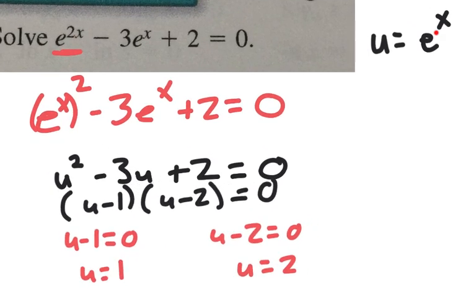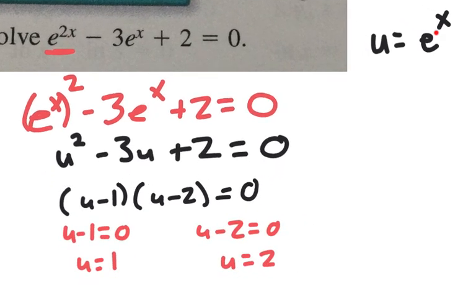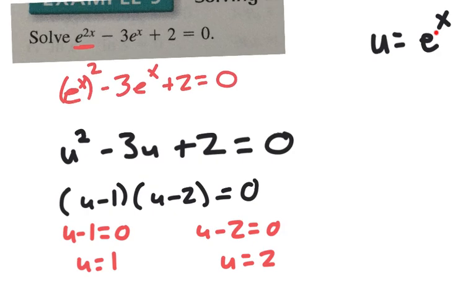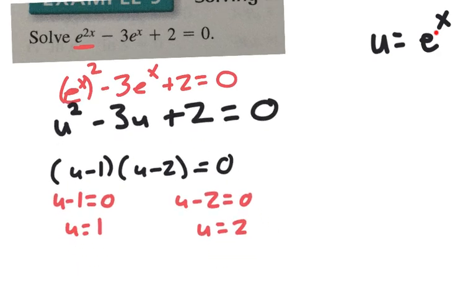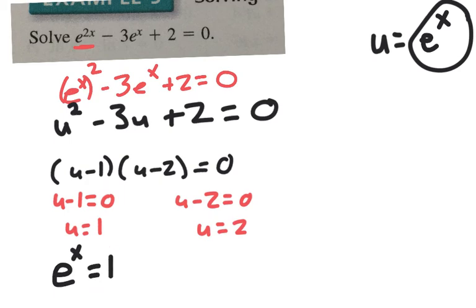So now I've completely solved. The only problem is my answer is in terms of u, but I want my answer to be in terms of x. So now, once I've completely solved it, I'm going to substitute back in. So instead of saying u equals 1, I'm going to say e to the x equals 1. And instead of saying u equals 2, I'm going to say e to the x equals 2.